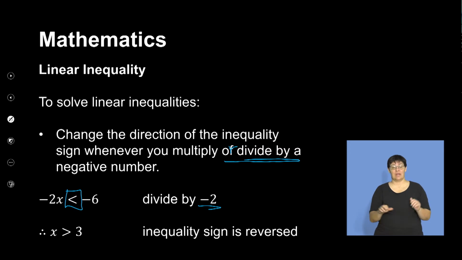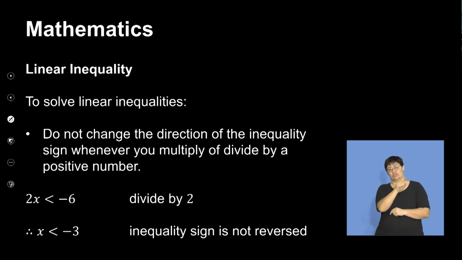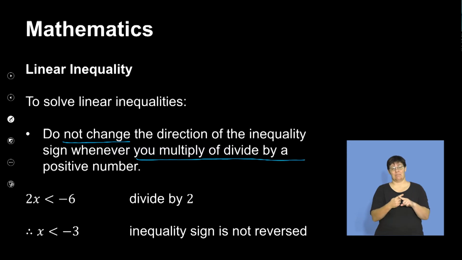So the last important point there will be the inequality sign is reversed. So it changes the direction it was facing initially. But if I divide just by a positive number, then you don't change the direction. So you do not change the direction of the inequality when you multiply or divide by a positive number.